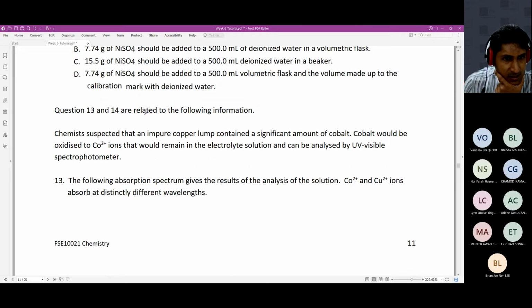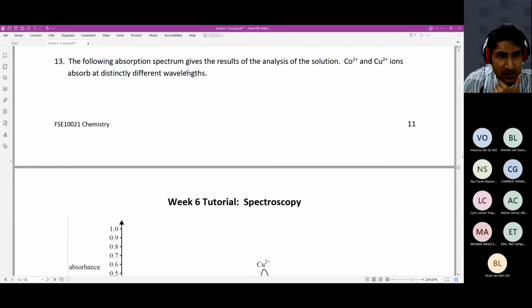Questions 13 and 14 are related to the following question. Chemists suspected that an impure copper lump contained a significant amount of cobalt. Cobalt would be oxidized to cobalt 2 ion that would remain in the electrolyte solution and can be analyzed by UV-visible spectrophotometer. The following absorption spectrum gives the result of the analysis of the solution, cobalt 2 and copper 2.